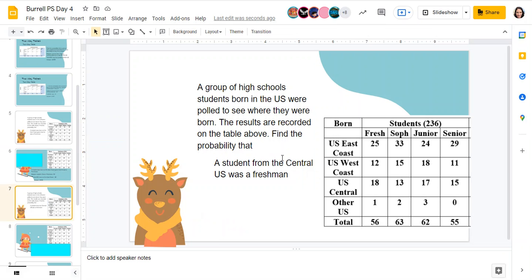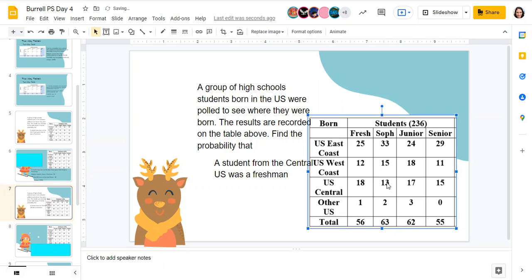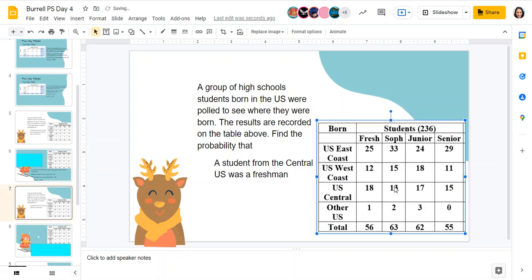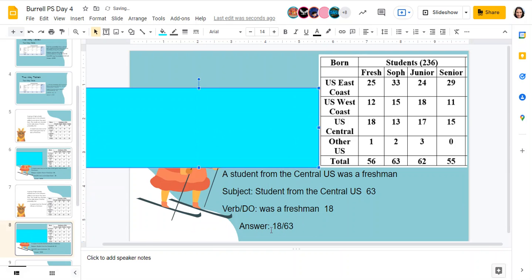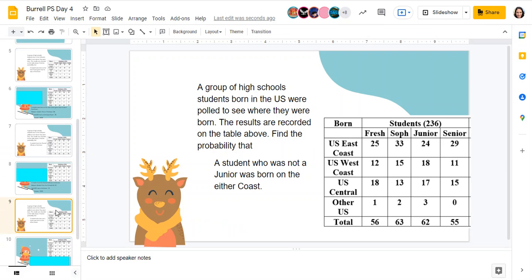Find the probability a student from the central U.S. was a freshman. So we are actually given this time that they're from the central U.S. So we're looking at the row for central U.S., and they didn't give us a total there. So go ahead and total that real quick so we know how many people are from the central U.S. 63, thank you. Okay, so we have 63 that are from the central U.S., and out of those 63, 18 are freshmen. So that's what we should have here. So we have 18 out of 63, and that does simplify as well. So in general, I prefer you guys simplify the fractions regardless of whether it's done here.